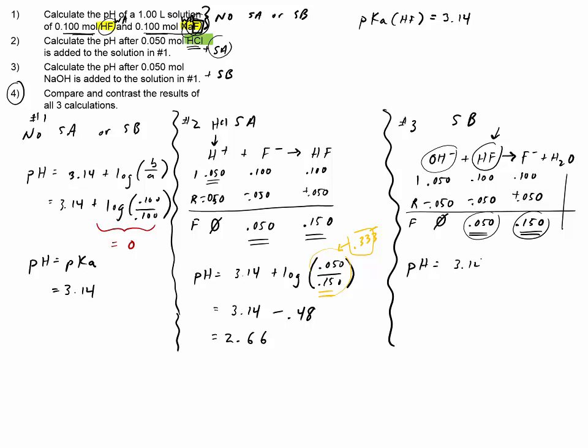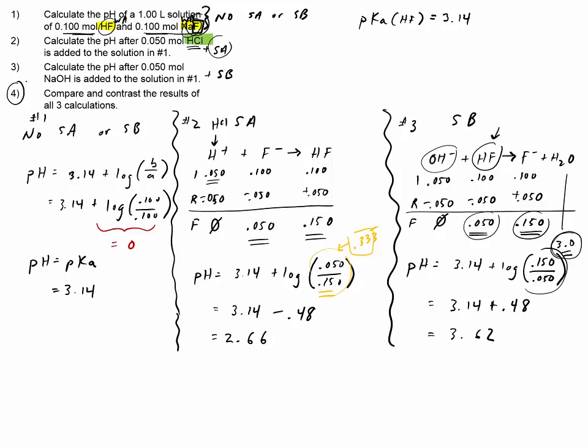So we still have our buffer. So this would be 3.14 plus the log of base over acid. So this time it's 0.150 divided by 0.050. Okay, so this result should be 3.0, so 2 sig figs. So the log of that will have 2 decimals. So this is 3.14. And this time we're taking the log of a whole number, not a fraction this time. So it's going to actually be plus 0.48 this time. Okay, so our pH will be 3.62.